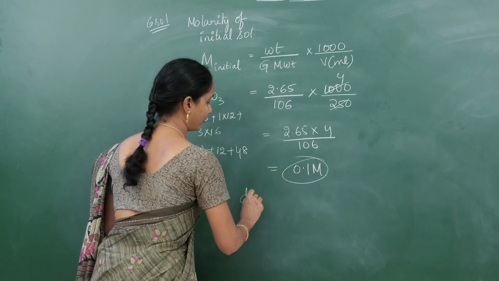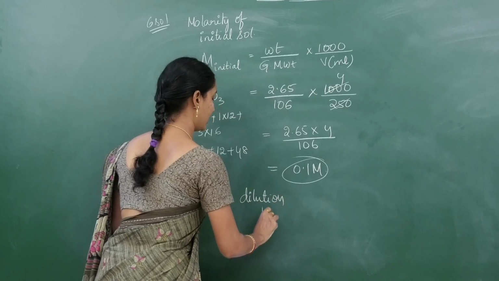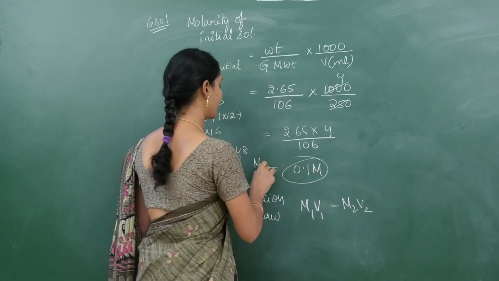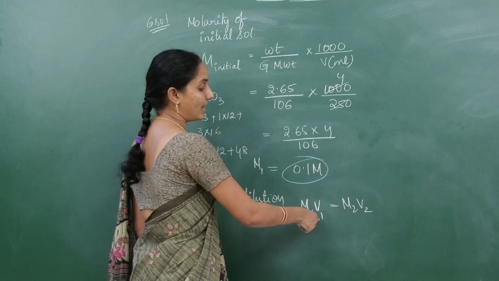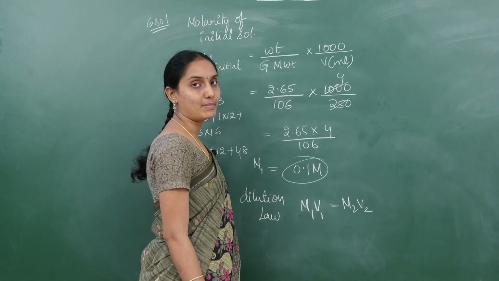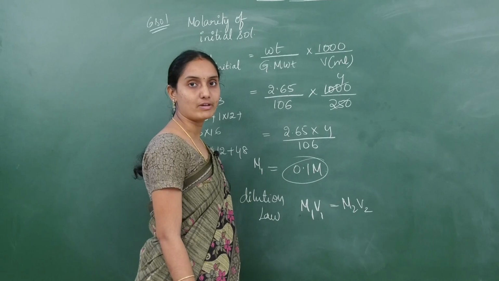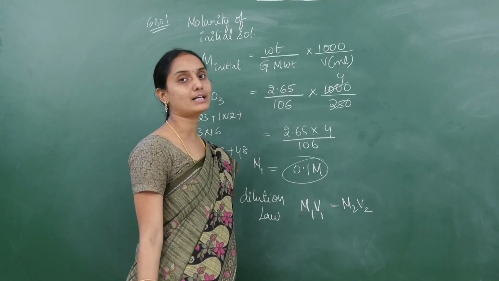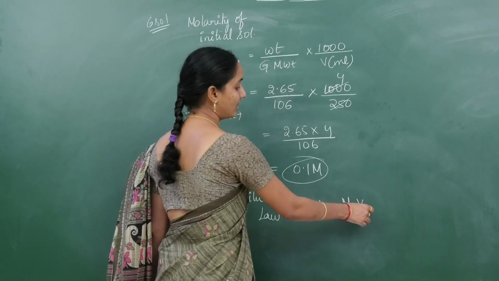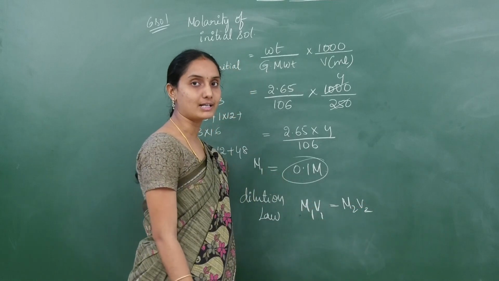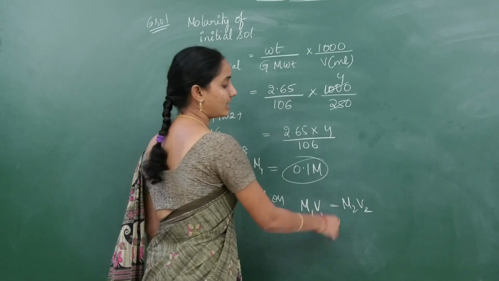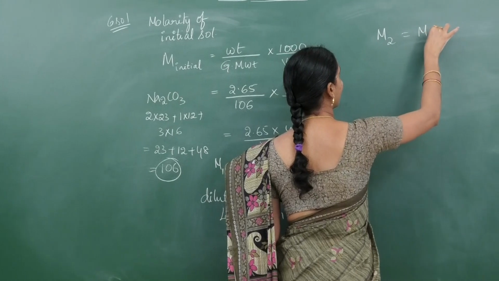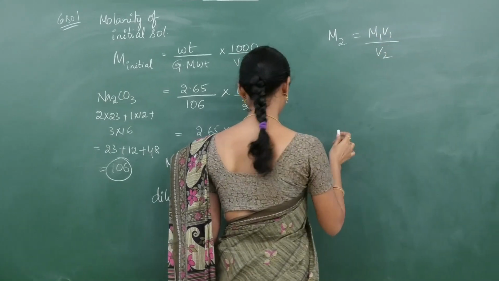Now you have to use the dilution law: M1V1 is equal to M2V2. M1 is the initial molarity. How much volume of that is taken? 10 ml of that solution is taken, as they have given in the question. So V1 is 10 ml, and how much is it made up to? 1 liter. So the final volume you take as 1 liter, that is 1000 ml. You have to find the final molarity, M2, which means M1V1 by V2.